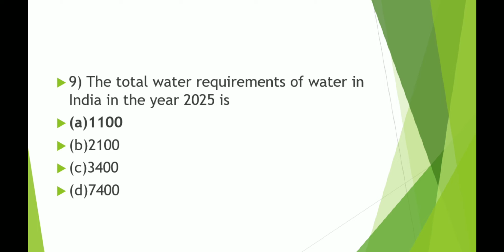The total water requirements of water in India in the year 2025 is about 100,100. The availability of fresh water is? The answer is 0.7%. The total surface water flow in the river basin accounts about dash BCM. The answer is 185.